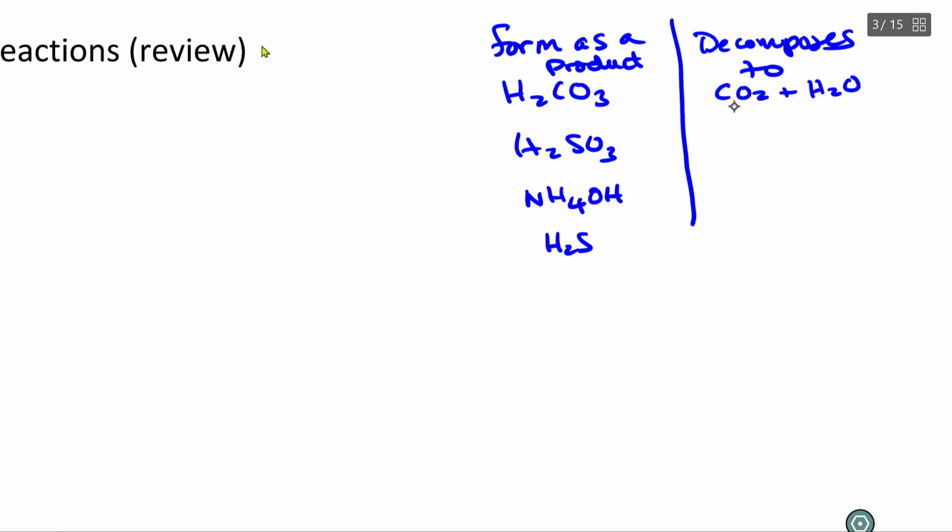And CO2 is a gas, okay, or SO2, and water. And then NH4OH, ammonium hydroxide, will also give us water. And so that'll be NH3, which is a gas, plus water. The last one doesn't give us water because this is just actually a gas like this. So these are the common gas forming reactions.